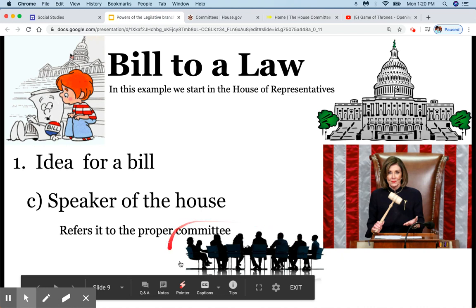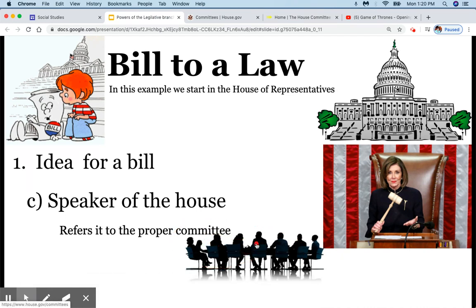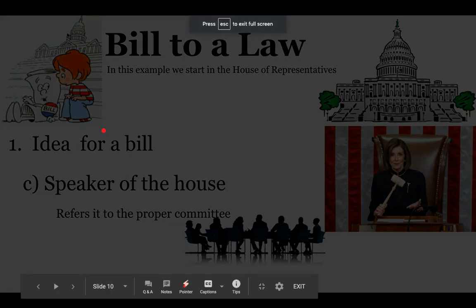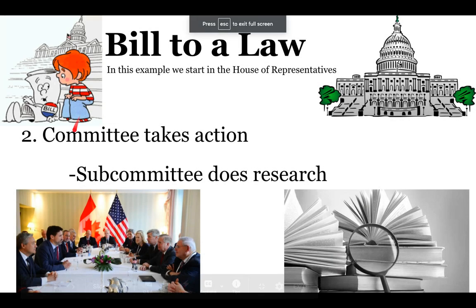She refers it to the right committee, and they start working on it. And the committee is where most bills die, and it's where most of the work is done. So they take action. This is number 2 I put, but it doesn't matter what number you call it. And so what they're going to do is the subcommittee will take it and they'll start researching the ins and outs.